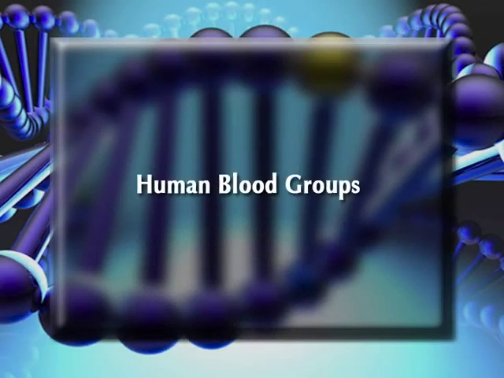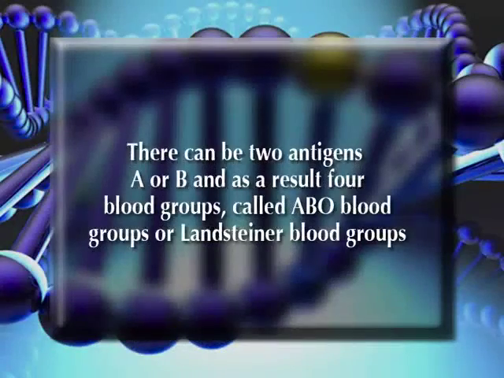Human blood groups. On the basis of presence or absence of certain antigens, ABO blood groups have been established in man. It was found that there can be two antigens, A or B, and as a result 4 blood groups, called ABO blood group or Landsteiner blood groups.